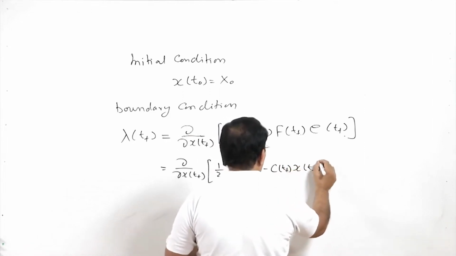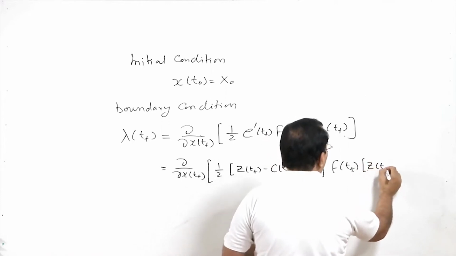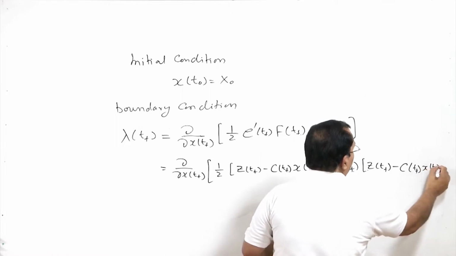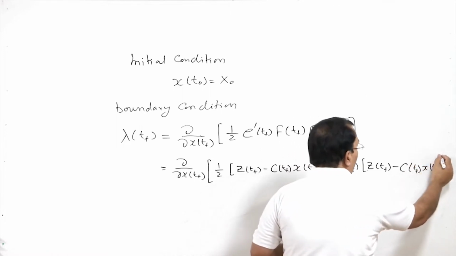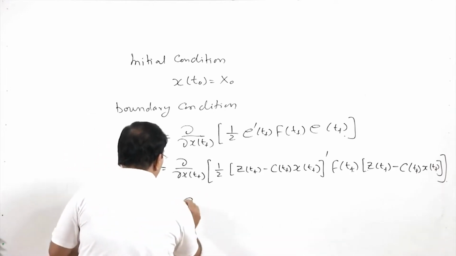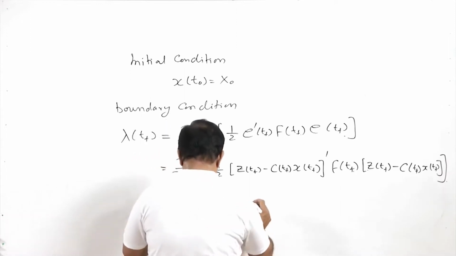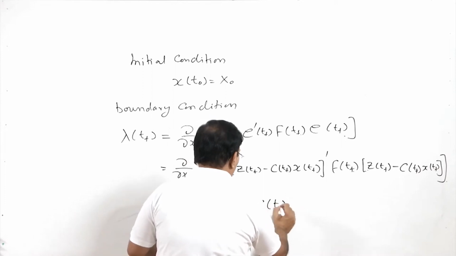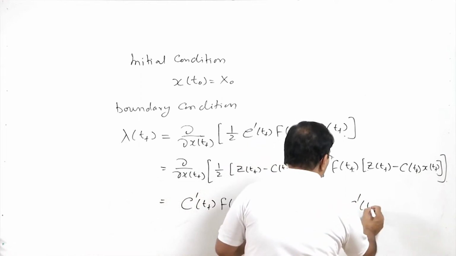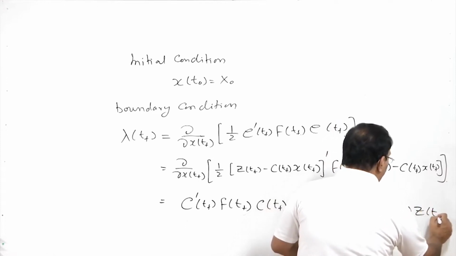C x of T f, prime, F of T f, and this is Z of T F minus C of T F x of T F. So, I have to differentiate this whole with respect to x of T F. If we do so, we will get C prime F of T F C of T F x of T F minus C prime T F F of T F Z of T F.